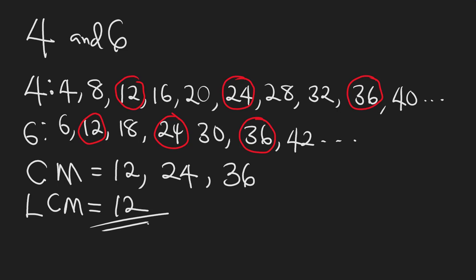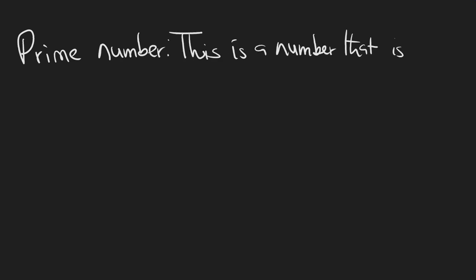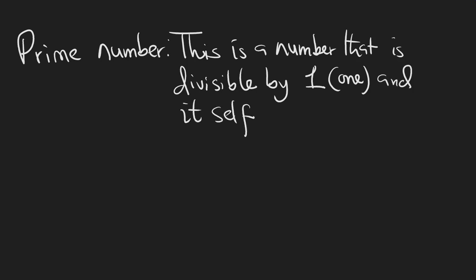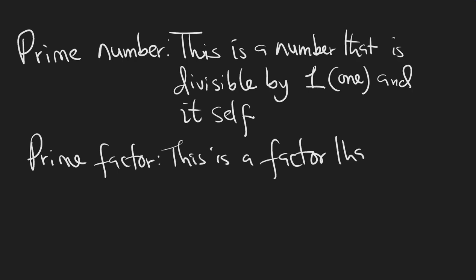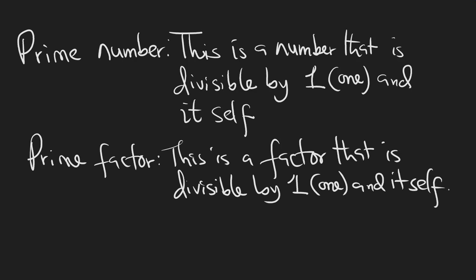Prime factor. What is then a prime factor? A prime number is a number that is divisible by one and itself. Then what of a prime factor? A prime factor is a factor that is divisible by one and itself.